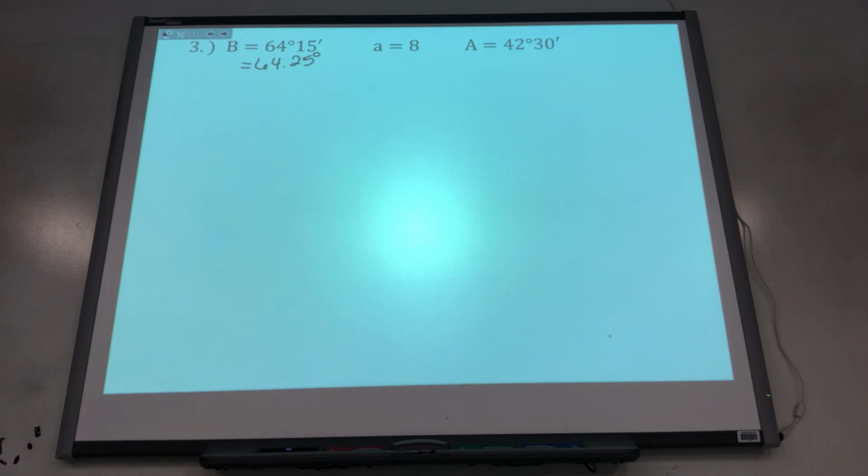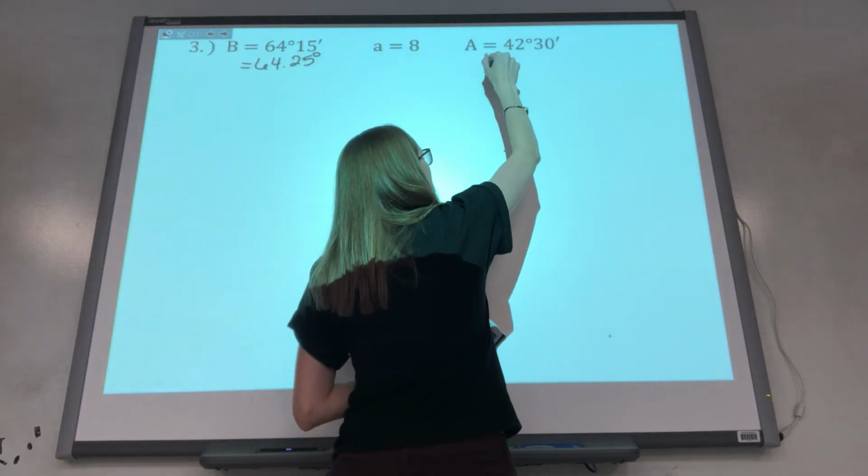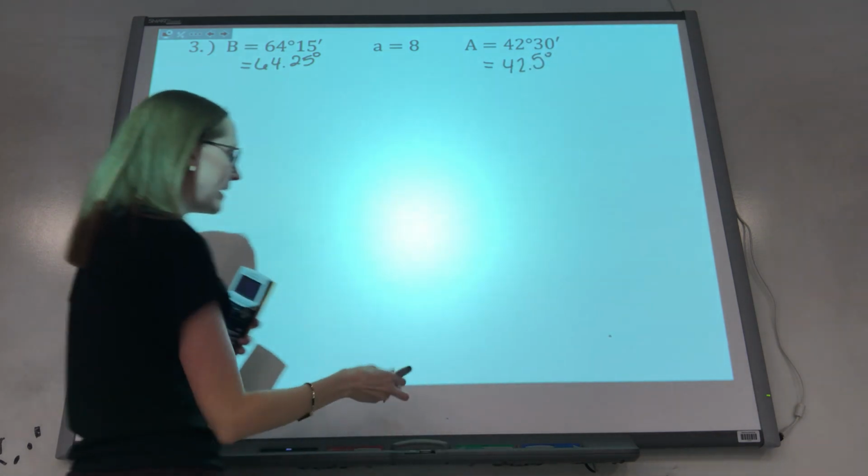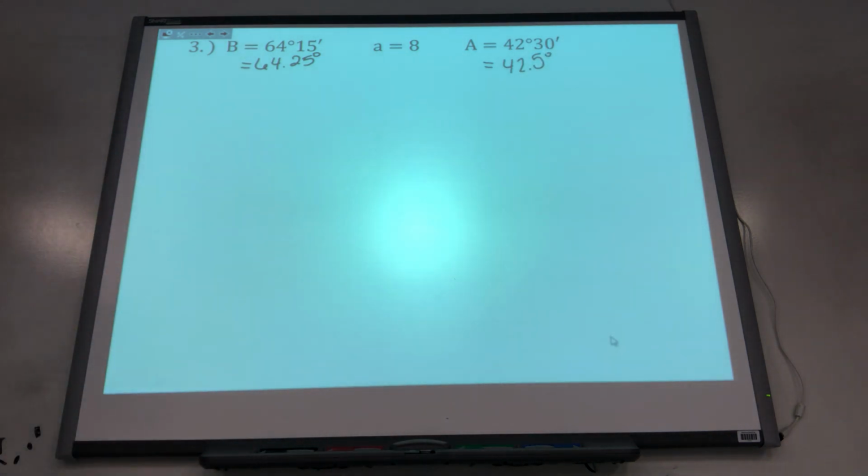So let's think of angle B as 64.25 degrees. I'll come over here and do the same thing to angle A. So 30 divided by 60, that is just 0.5. So we're going to think of angle A as 42.5 degrees. Okay, I feel better about that.